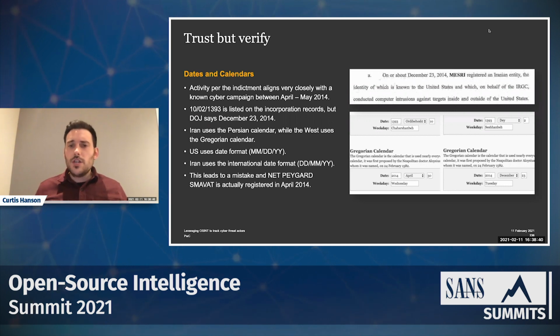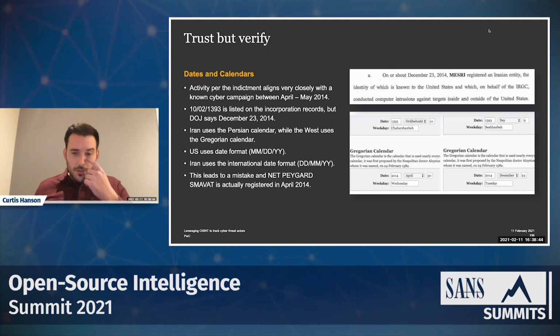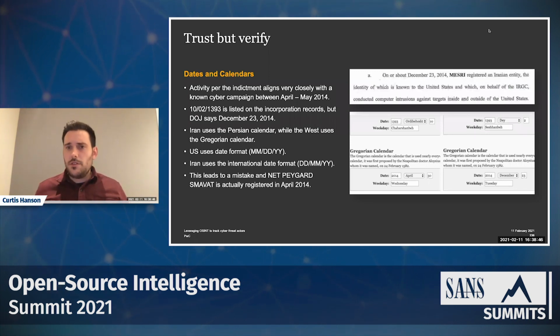Now, whoever at DOJ did the conversion factor for the indictment assumed this correctly. And when they did the conversion, they got December 23rd, 2014. The problem here where this went awry is who did the conversion assumed the US date format of month, day, year. It's very common for the US to use that format, where pretty much everywhere else in the world, including Iran, you use the day, month, year format. So that's quite the difference, right? That's the difference between October 2nd and February 10th, right?